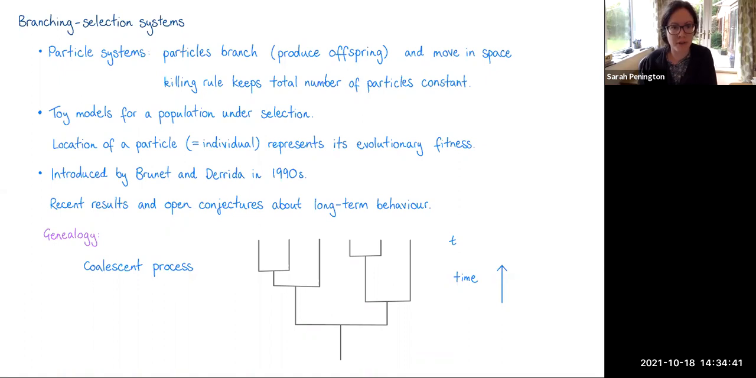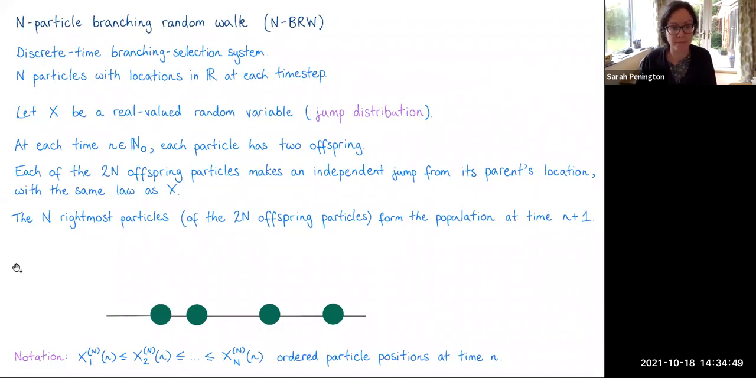Now I want to define the particular branching selection system that I'm mostly going to be talking about today, which is the N-particle branching random walk. The N-particle branching random walk is a discrete time branching selection system, and it consists of N particles that have locations on the real line at each integer time step. We have some real valued random variable that we'll call capital X, and we'll sometimes call that the jump distribution. We'll start the process with whatever initial particle configuration we want.